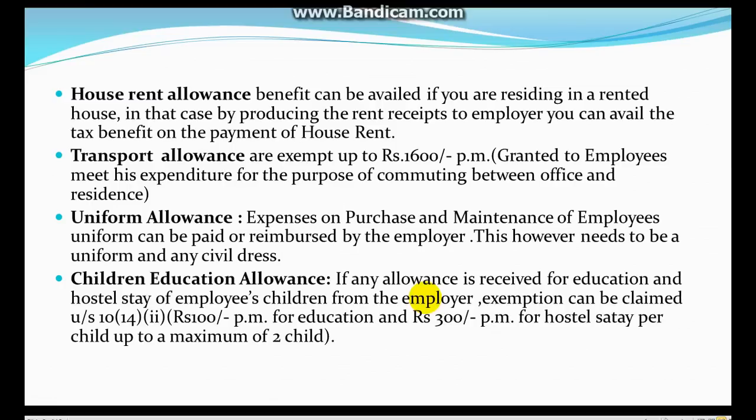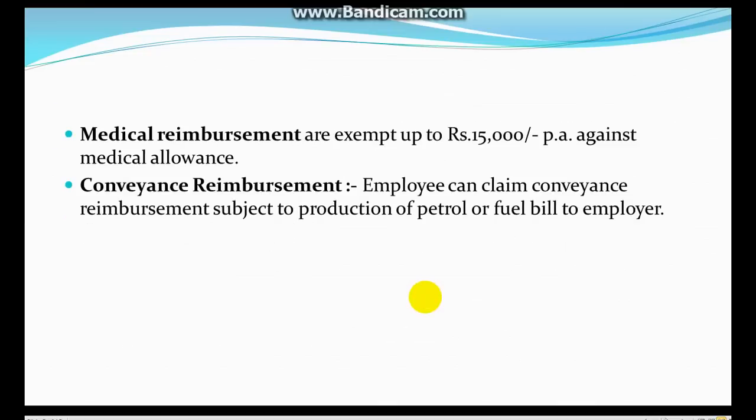If you have 3 children, then also you can avail the exemption for 2 children: education rupees 100 per month and hostel rupees 300 per month per child. So on that you are going to save your tax.